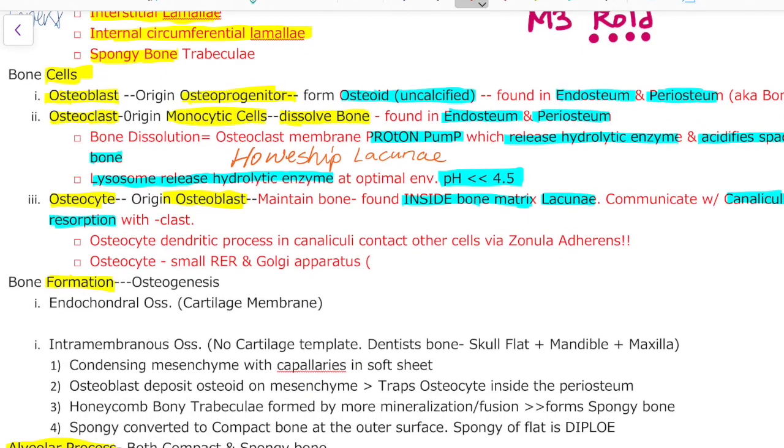Osteocytes, on the other hand, are basically maintaining bone, so they have these dendritic processes in the canaliculi that contact other cells, so that's your zonula adherens. Osteocytes have small RER and Golgi apparatus because they're just maintaining bone, whereas osteoblasts will have more, it's more active.